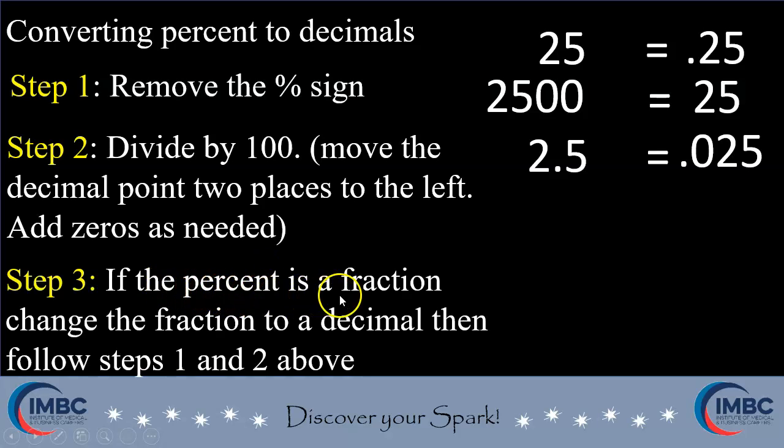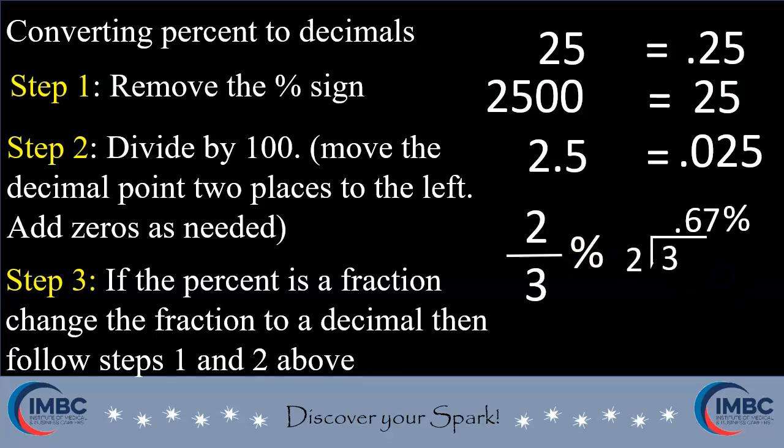Step 3, if the percent is a fraction, so you might have 2/3 percent, you have to change the fraction to the decimal equivalent. So 2 divided by 3, 0.67, but this is a percent, so 0.67%. Once we have the 0.67%, we can again remove the percent sign, take the decimal 2 places to the left because we're changing it to a decimal, and it's going to equal 0.0067.